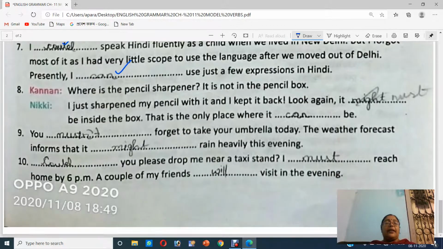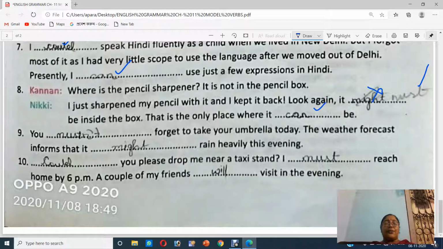Now number 8 there. Kannan. Where is the pencil sharpener? It's not in the pencil box. Nikki. I just sharpened my pencil with it and kept it back. Look again. It must be inside the box. Just see here. Must is correct. Okay, might is wrong. It must be inside the box. That is the only place where it can be. Okay, done, children?